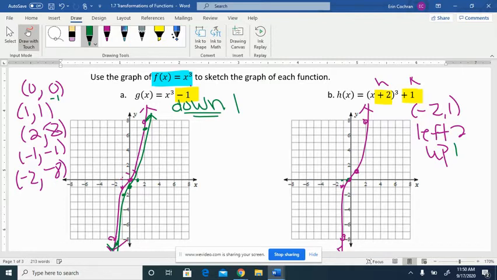So (0, 0) goes left 2, up 1. So now we're at (-2, 1). (1, 1), left 2, up 1. (2, 8), left 2, up 1. So (0, 9). Left 2, up 1, and left 2, up 1.